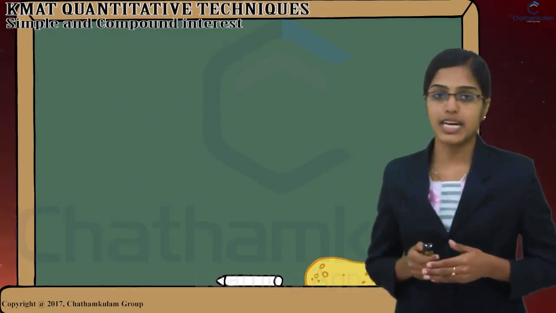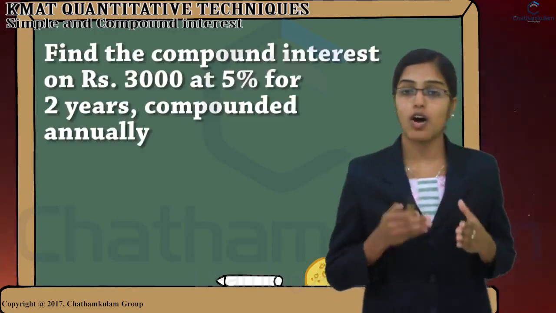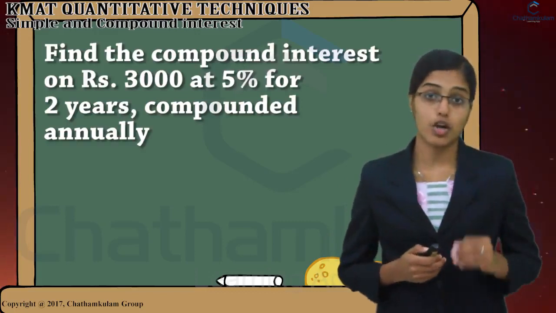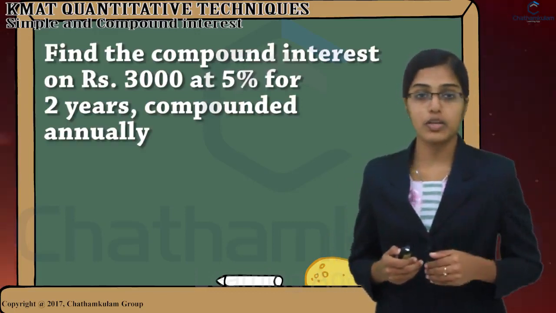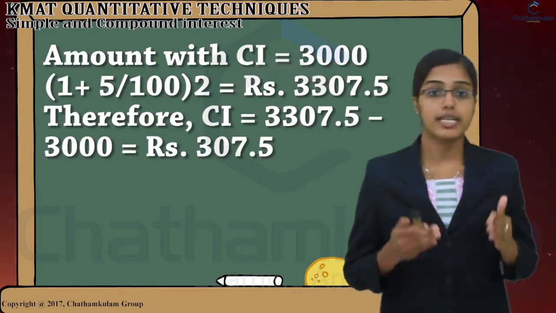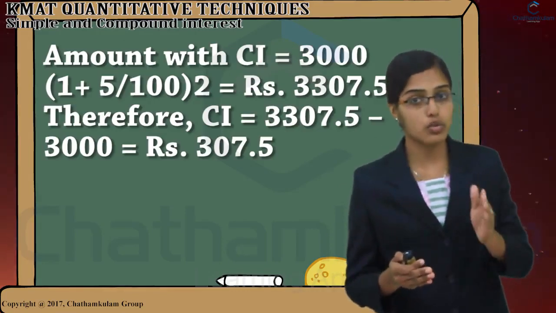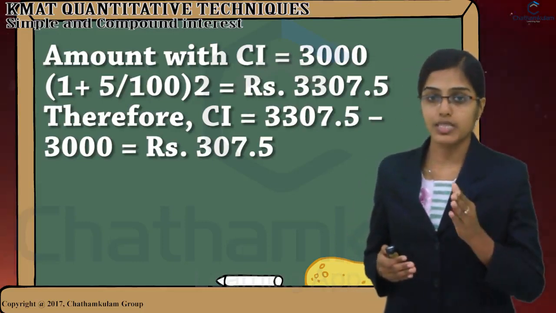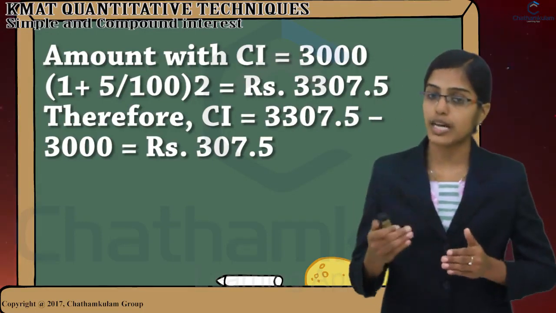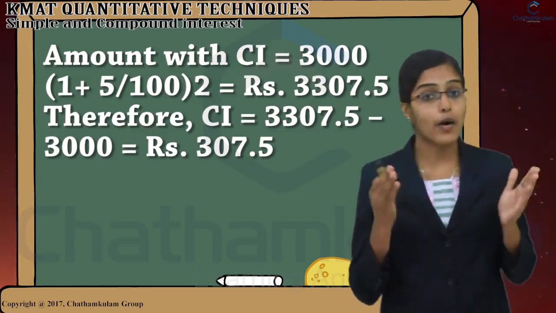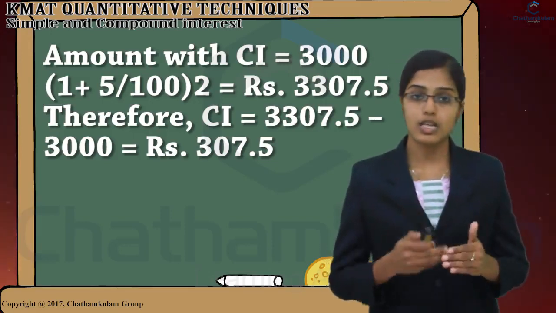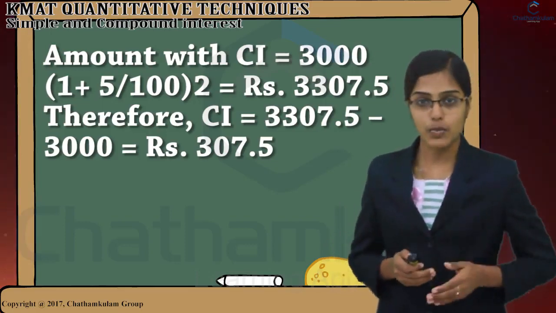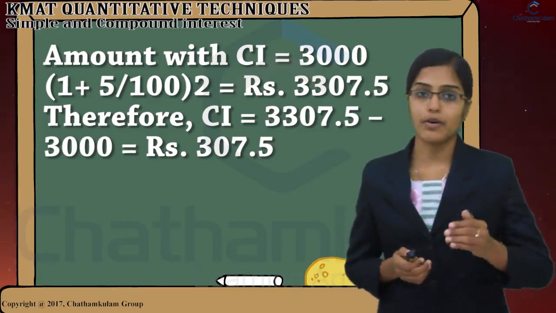Our next question is that find the compound interest on rupees 3,000 at 5% for 2 years, compounded annually. So we know amount with compound interest that is equal to 3,000 into 1 plus 5 divided by 100 whole square, that is equal to rupees 3,307.5. Therefore, compound interest that is equal to 3,307.5 minus 3,000. So that is equal to rupees 307.5.